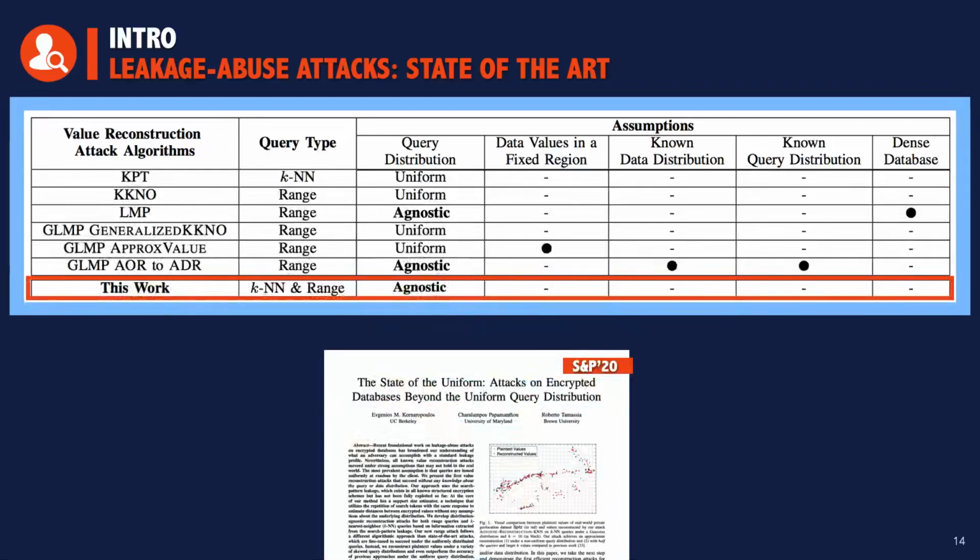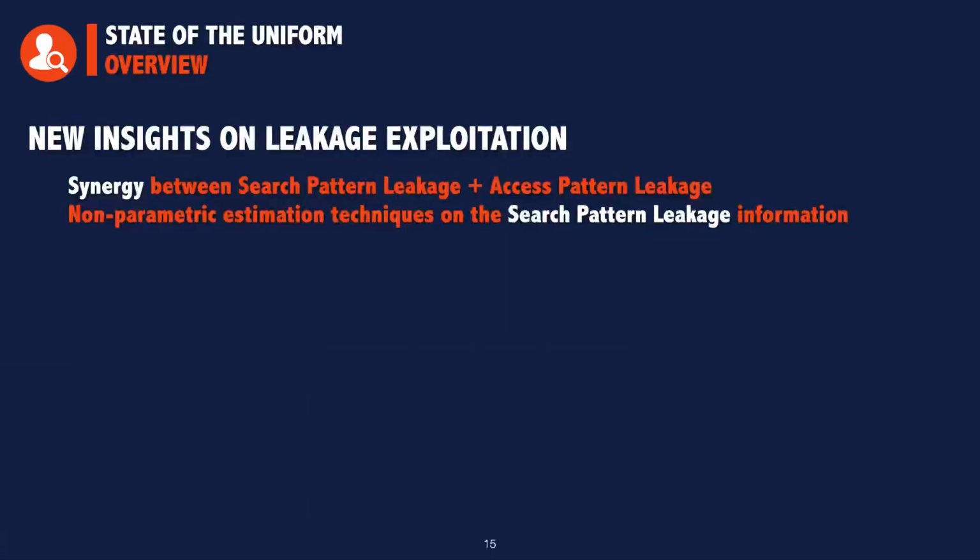In this work, we advance the state of the art and present the first leakage abuse attacks that are agnostic to the query distribution, and they do not assume any knowledge of the data or query distribution. Our work is the first that reveals the synergy between search pattern and access pattern leakage. The secret for the generality of our algorithms comes from the novel use of non-parametric estimation techniques on the search pattern leakage. It is worth noting that none of the proposed attacks so far utilize the search pattern leakage.